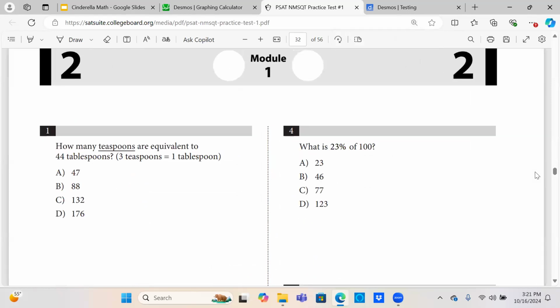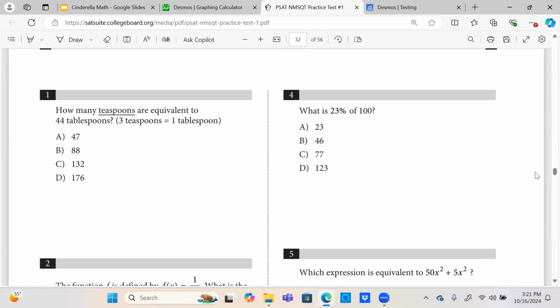How many teaspoons are equivalent to 44 tablespoons? Right, so let's set up a proportion. This is nice that they gave us that 3 teaspoons is equivalent to 1 tablespoon. So we don't know how many teaspoons are in 44 tablespoons. That is a proportion. We're going to now cross multiply. You can kind of ignore the t's, just go for the numbers.